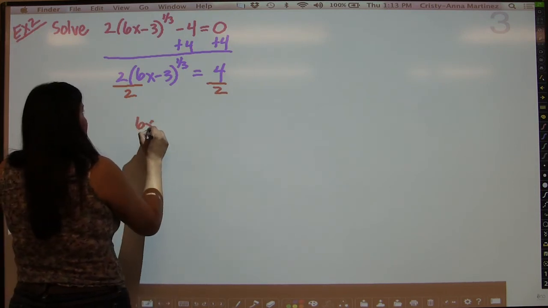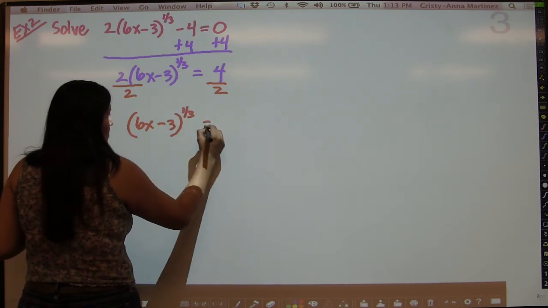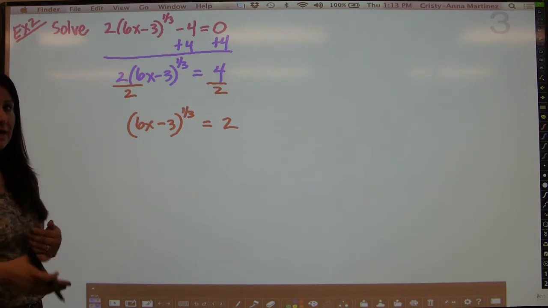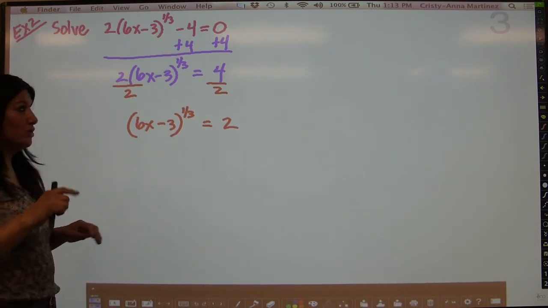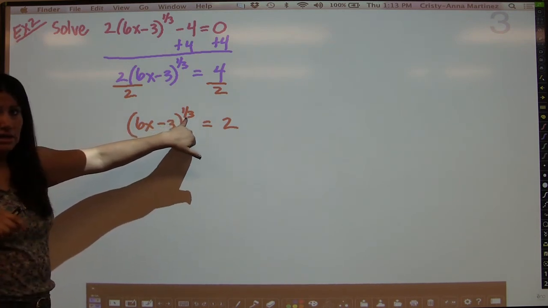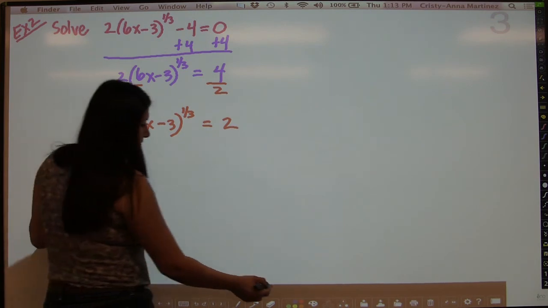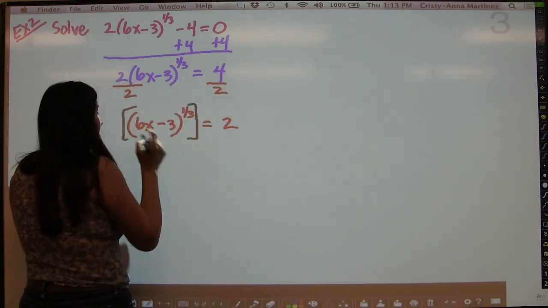And that'll leave me with (6x - 3)^(1/3) = 4 divided by 2, which is 2. So again, that is what's meant by isolating the radical expression, whether it actually has a radical sign or whether it's a rational exponent. We want to isolate that portion of it. And then, as I said before, you want to raise both sides to the reciprocal power.